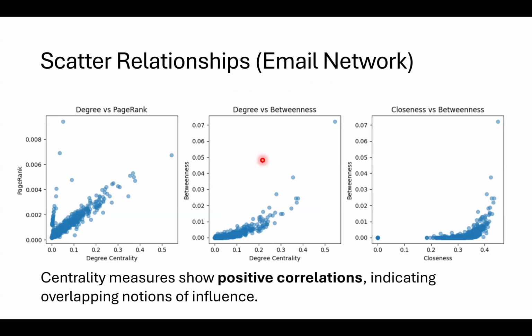The second plot shows degree versus betweenness, where nodes with higher degree often lie on more shortest paths, indicating they act as communication bridges. And the third plot compares closeness and betweenness, showing that nodes closer to the rest of the network also tend to play important roles in information flow. Overall, these relationships suggest that highly connected nodes in the email network often occupy structurally important positions.